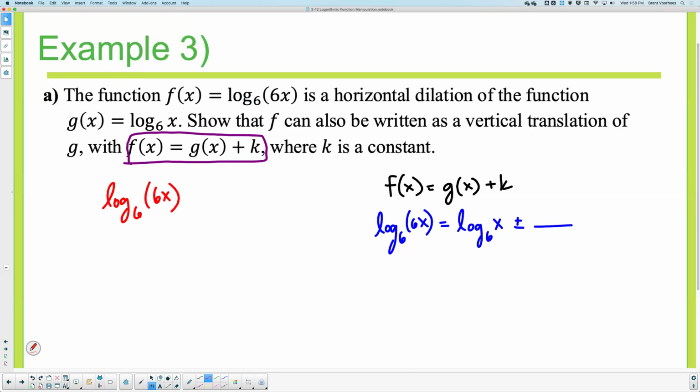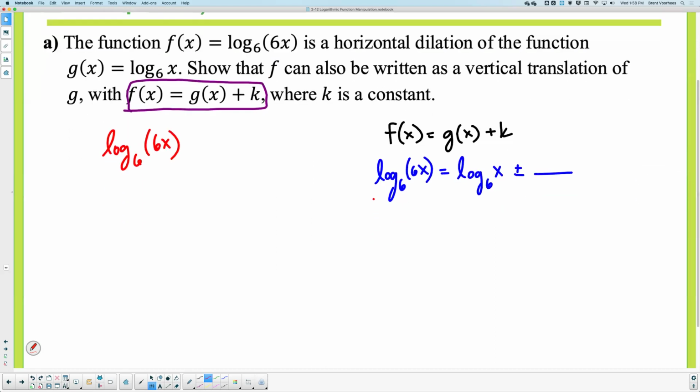We're going to use the same properties we've been using, but we're going to get our answer in this form. So what property do you realize we could perform here? By the way, we're starting with the more complex, which is f of x. What property can we do? That 6 is multiplying an x. If you're multiplying an x on a logarithm, that's the product property. Multiplying is the same as adding. We're going to do the product property.